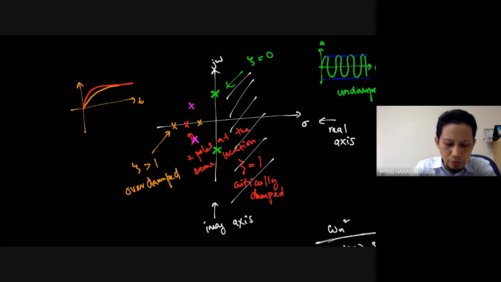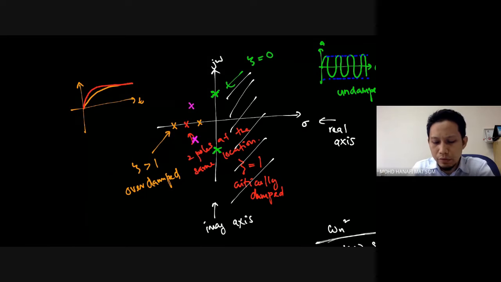We go back to the last one. We have the poles that are located both on the real axis and on the imaginary axis.